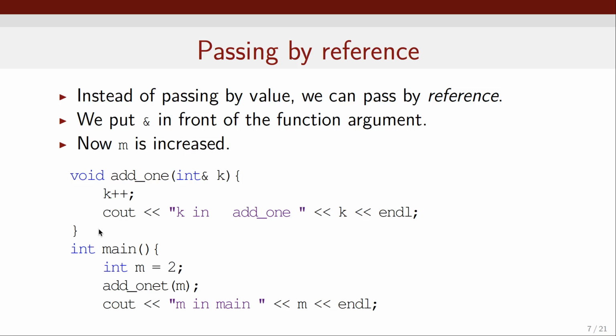What we could do instead, and that would be more efficient, is instead of passing by value, we can pass by reference. What does that mean? In practice, we just put an ampersand in front of the function argument. This ampersand, you can think of that as meaning address of. If we do this, then the value of m will be increased.